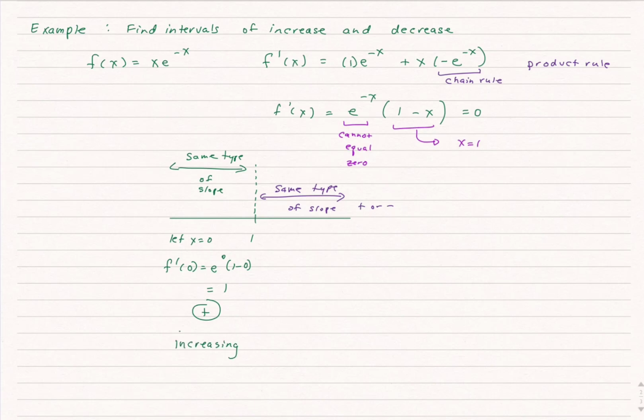Now let's pick any number to the right of 1. I'm going to use something crazy like 101, just to show it doesn't matter what I use. Alright, e to the negative 101, I know that's a positive number, and 1 minus 101, that's a negative number. Therefore, to the right of the critical point 1, I have a negative slope, therefore I have a decreasing function.